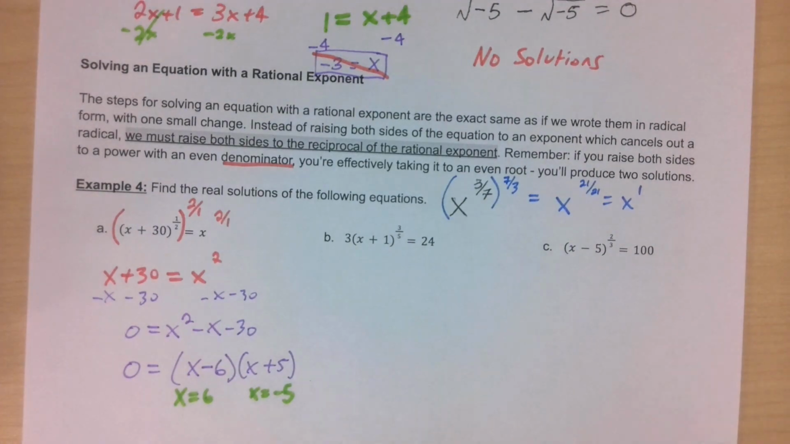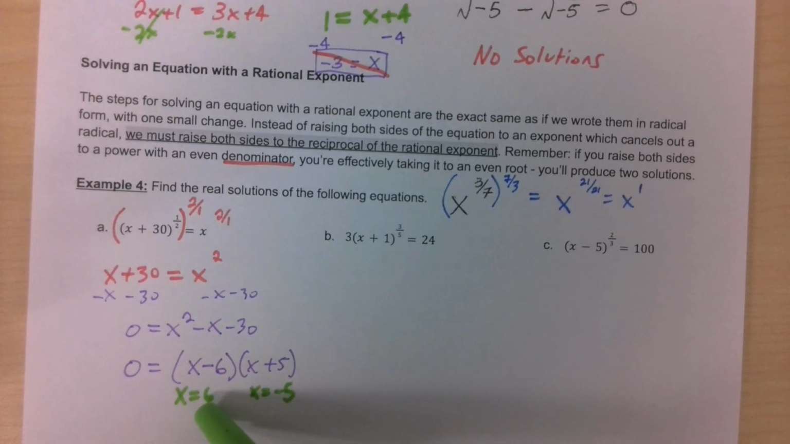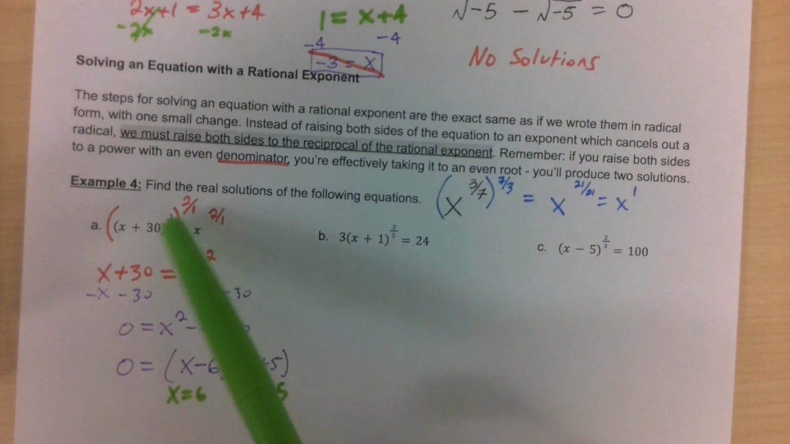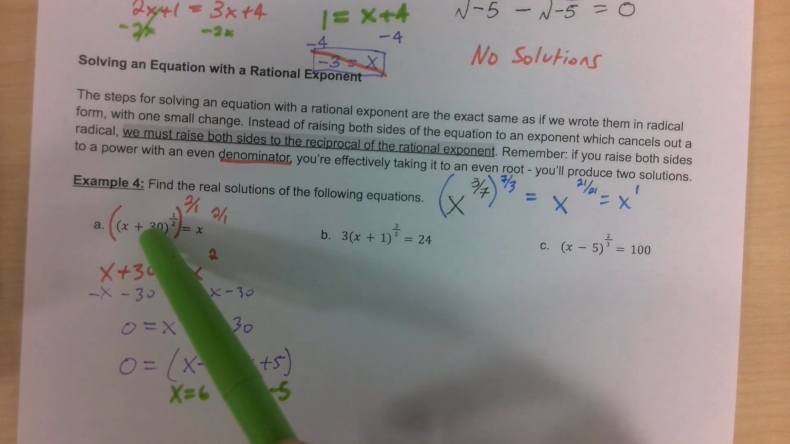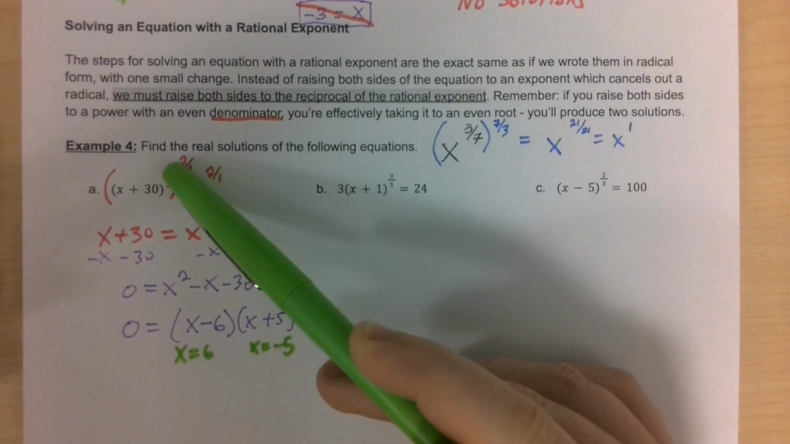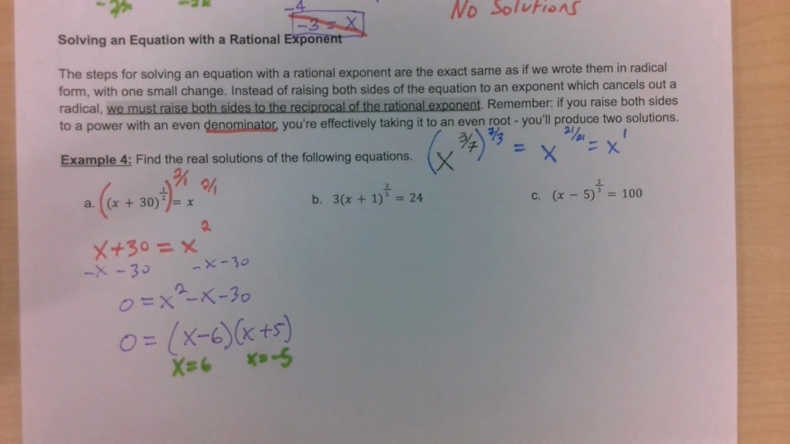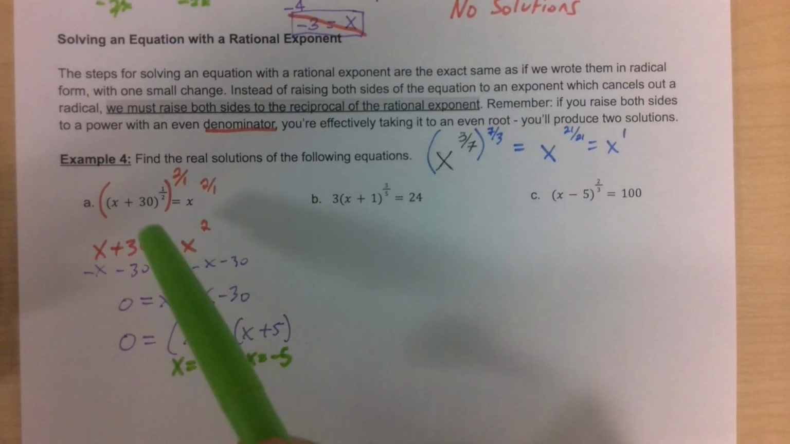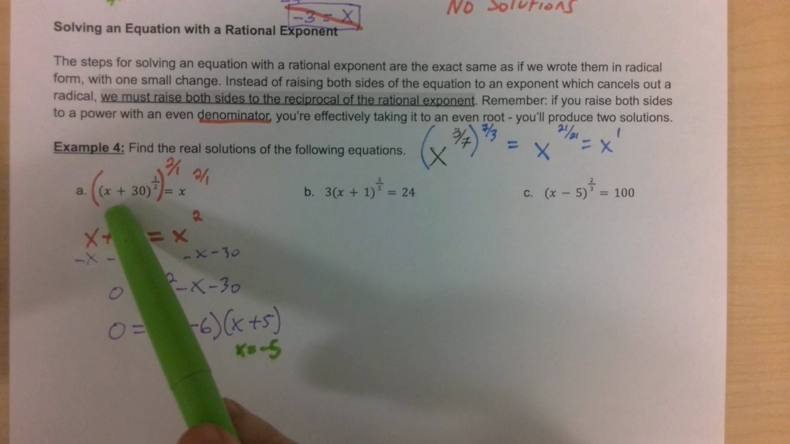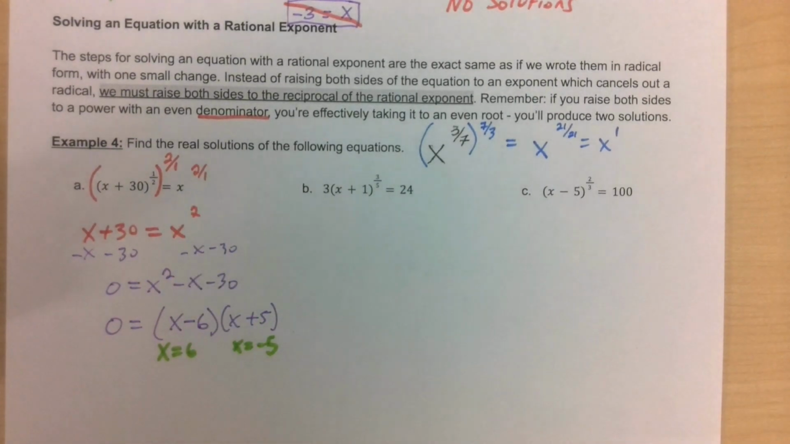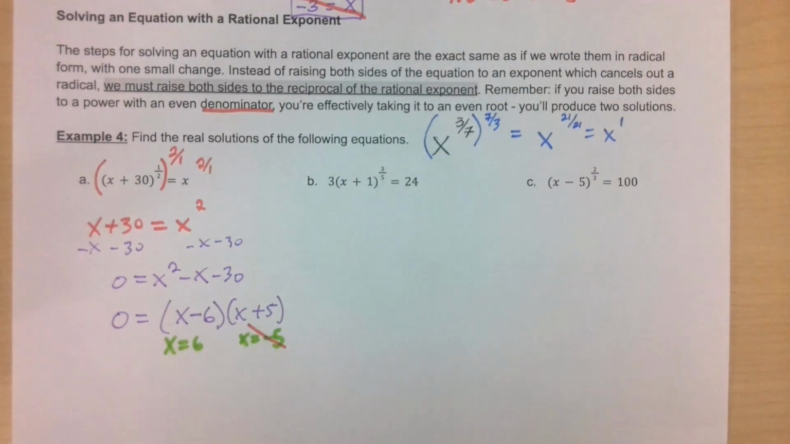Once again, we always have to check for extraneous solutions. So think, is 6 plus 30 to the 1/2 power equal to 6? 6 plus 30 is 36. 36 to the 1/2 power is the same as the square root of 36. So yeah, we get 6 equals 6. If we plug in negative 5, negative 5 plus 30 is 25. The square root of 25 is 5, but that does not equal negative 5 that we would have plugged in on the other side. So we say negative 5 is extraneous.